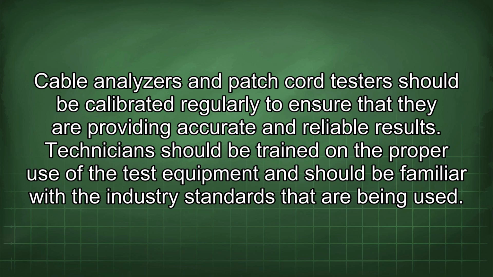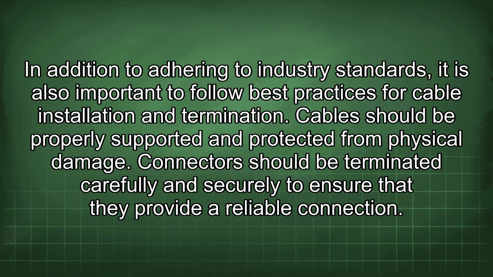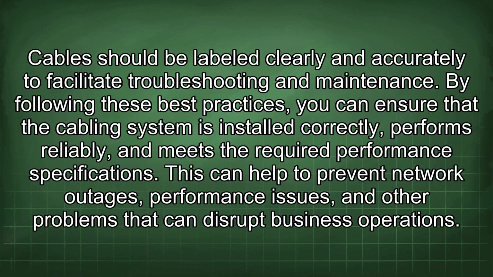In addition to adhering to industry standards, it is also important to follow best practices for cable installation and termination. Cables should be properly supported and protected from physical damage. Connectors should be terminated carefully and securely to ensure that they provide a reliable connection. Cables should be labeled clearly and accurately to facilitate troubleshooting and maintenance. By following these best practices, you can ensure that the cabling system is installed correctly, performs reliably, and meets the required performance specifications. This can help to prevent network outages, performance issues, and other problems that can disrupt business operations.